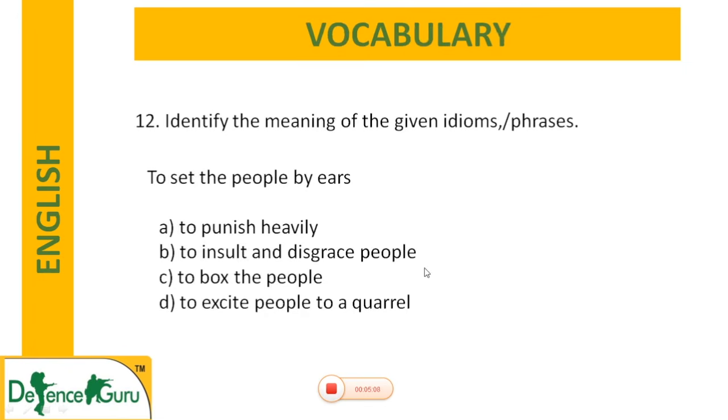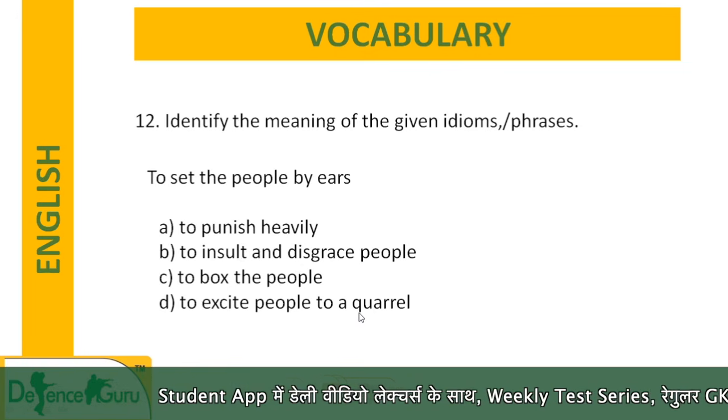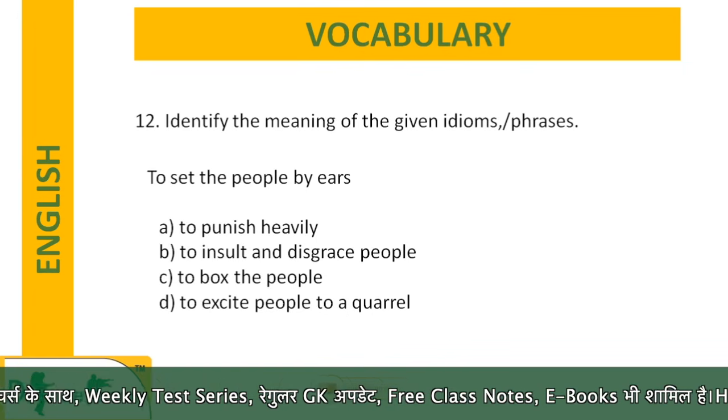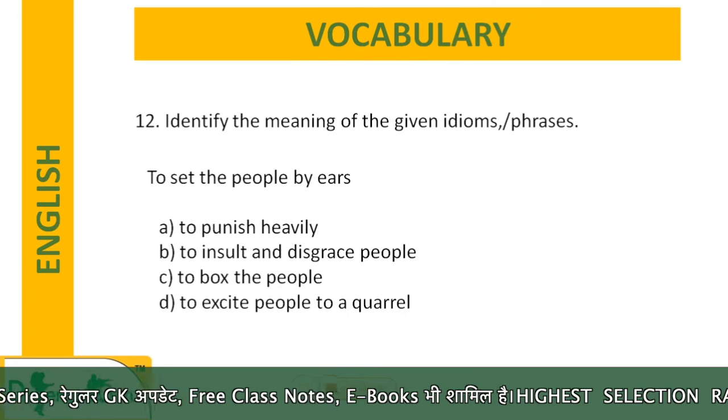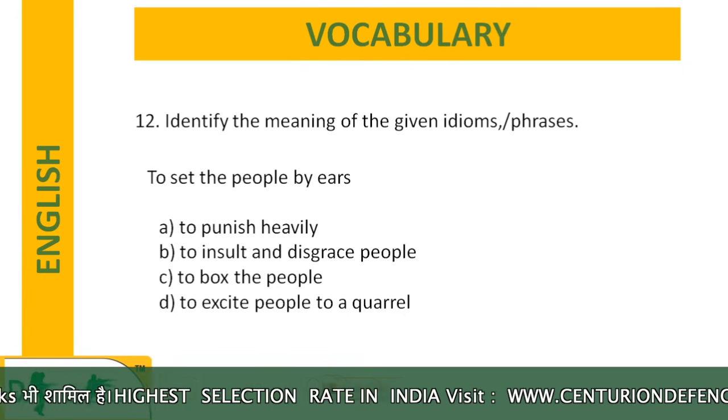Now here you need to find out the meaning of this given idiom and phrase. The idiom is to set the people by ears. To set the people by ears. Out of these given options, to punish heavily, to insult and disgrace people, to box the people, to excite people to a quarrel. Option D is correct. That is to excite people to a quarrel, means agitating people or irking them to involve in a quarrel. That will be the right option.